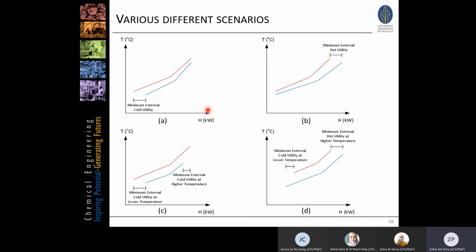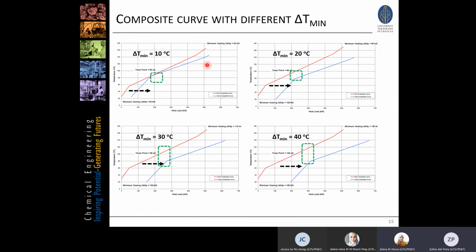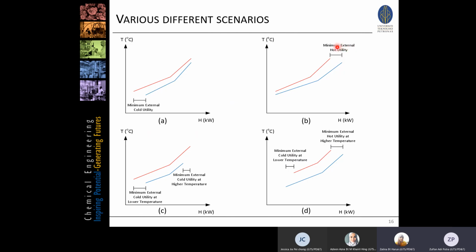So these are the various different scenarios. This is the ideal situation where we have heat recovery in between, and then the cooling utility to the cooling tower, heating utility from the steam system, for example. We could have no heat requirement but a cooling utility requirement. We could also have a hot utility requirement but no cooling utility. We could also have cold utility at low temperature, cold utility at higher temperature, hot utility at lower temperature, hot utility at higher temperature. All of these scenarios and many more can be present in our plant.